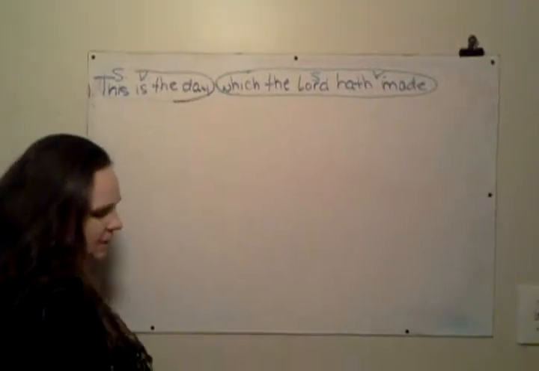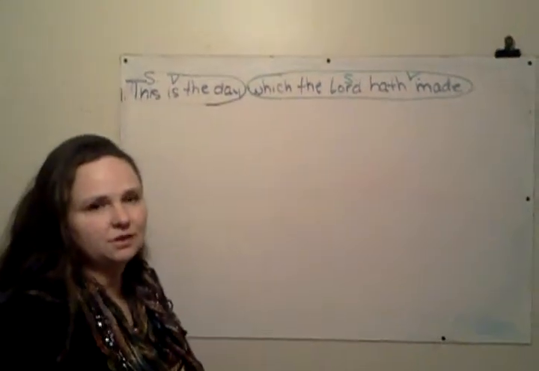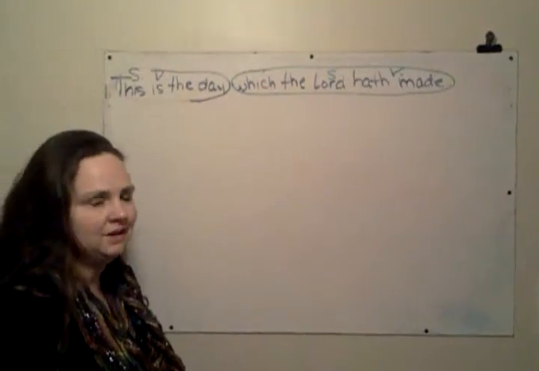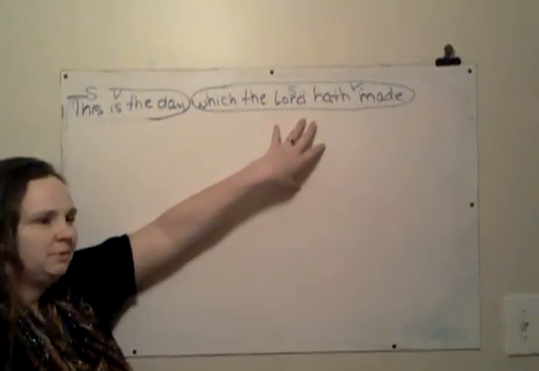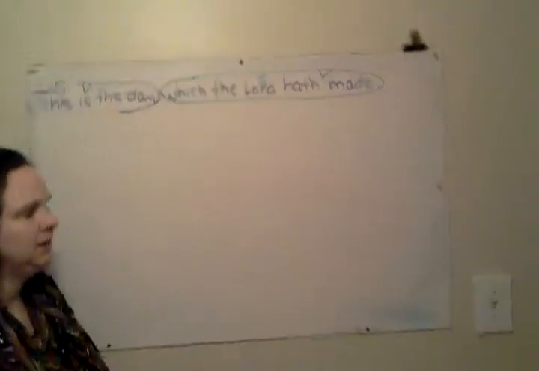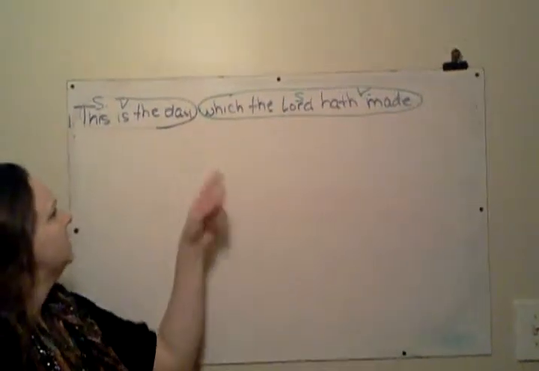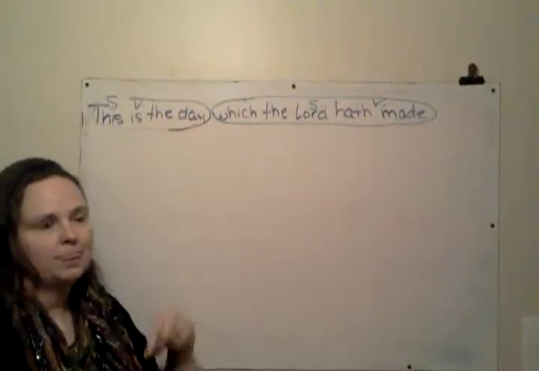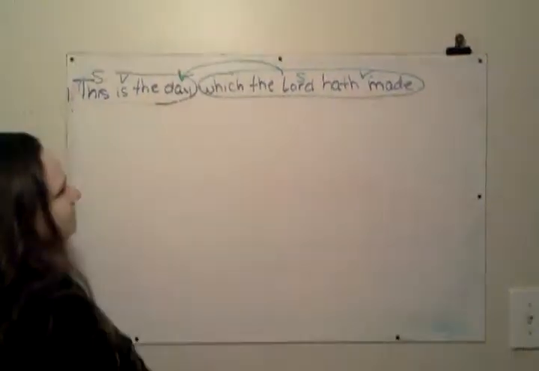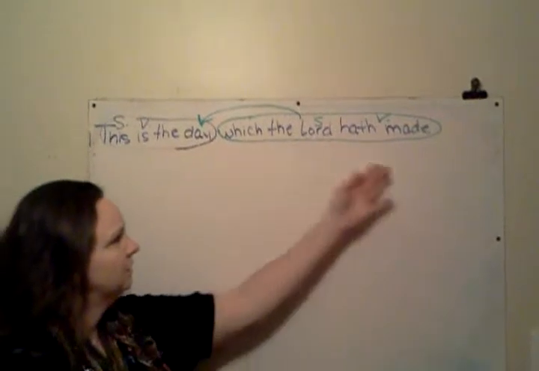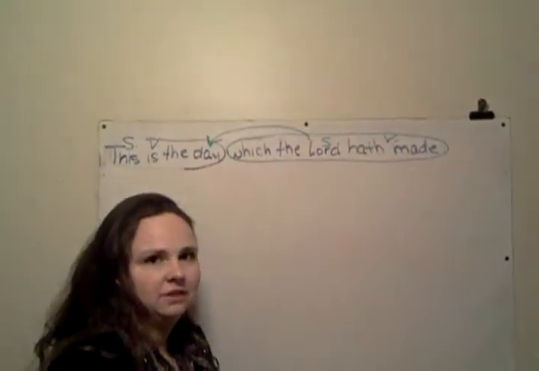And the types of clauses we're going to be dealing with in this lesson are the ones that can be used as adjectives. So in this sentence, this dependent clause, which the Lord hath made, is being used as an adjective modifying the word day. Which day? The day which the Lord hath made. That's which day. So this is an adjective clause.